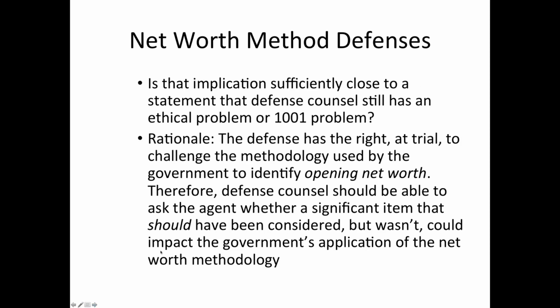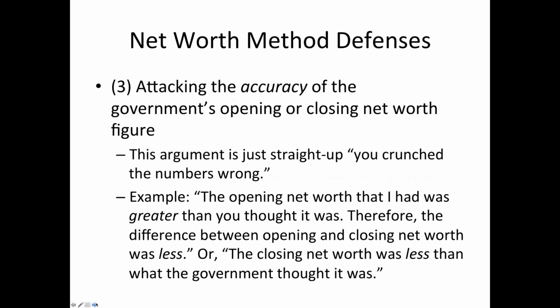Is that implication sufficiently close to a statement that defense counsel still has an ethical problem? Well, the reasoning here is that the defense has the right at trial to challenge the methodology used by the government to identify opening net worth. So the defense counsel should be able to ask the agent whether a significant item that should have been considered but wasn't could impact the government's application of the net worth method. And so it would not lead to an ethical problem or a 1001 problem.